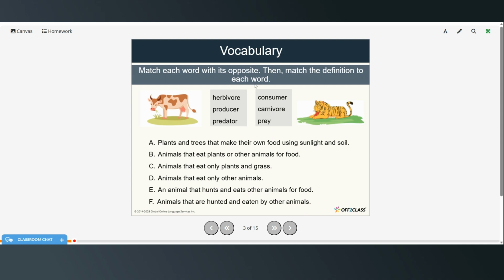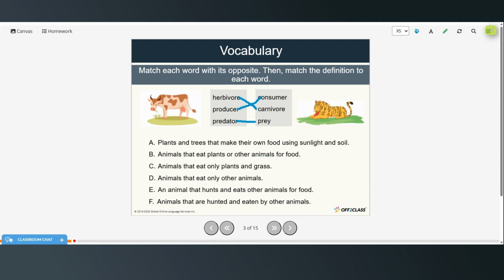Right, so match each word with its opposite, then match the definition to each word. So you can pause the video, try this on your own, and then restart when you're ready to continue. So herbivore, the opposite is carnivore. Producer, the opposite is consumer. And predator is the opposite of prey.